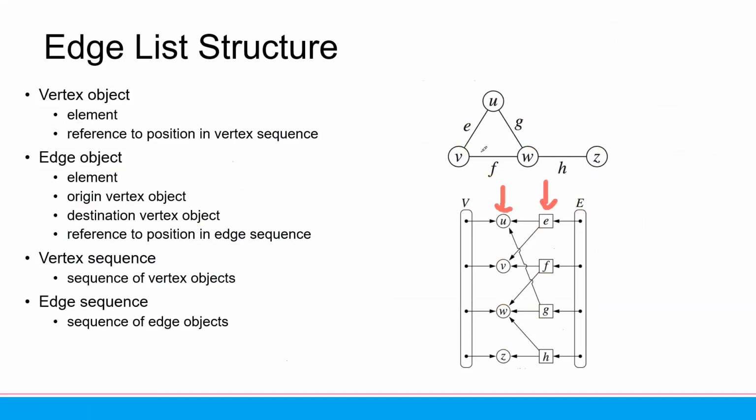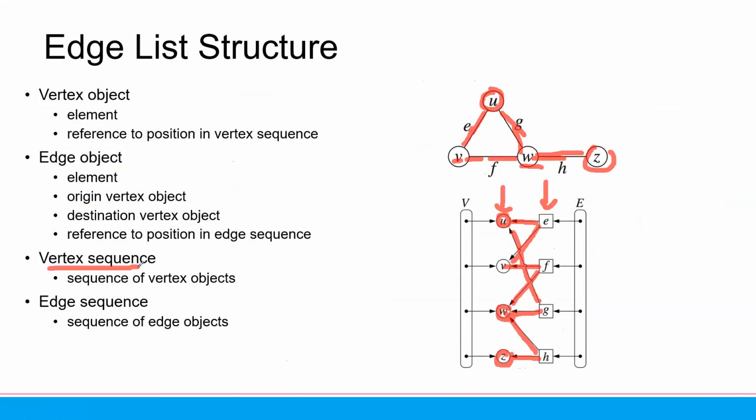And I can see that U is incident with E and G. For the V, it is incident with E and F. For the W, it is incident with F, G, and H. For the Z, it is incident only with H.